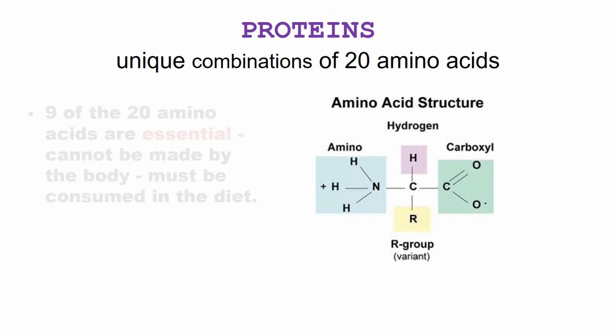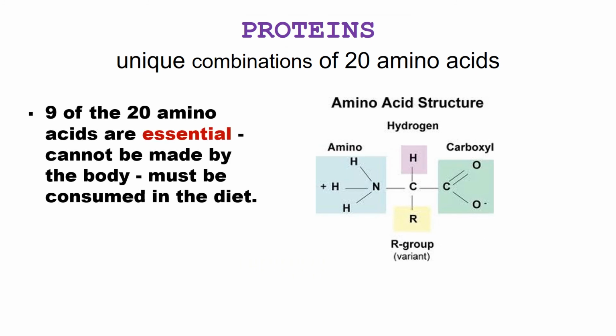The proteins are made out of amino acids. There are 20 known amino acids. Nine of those amino acids are what we call essential, which means that your body cannot produce them. And so you obtain those amino acids from the food that you consume. This is why it is extremely crucial for you to have a well-balanced diet.